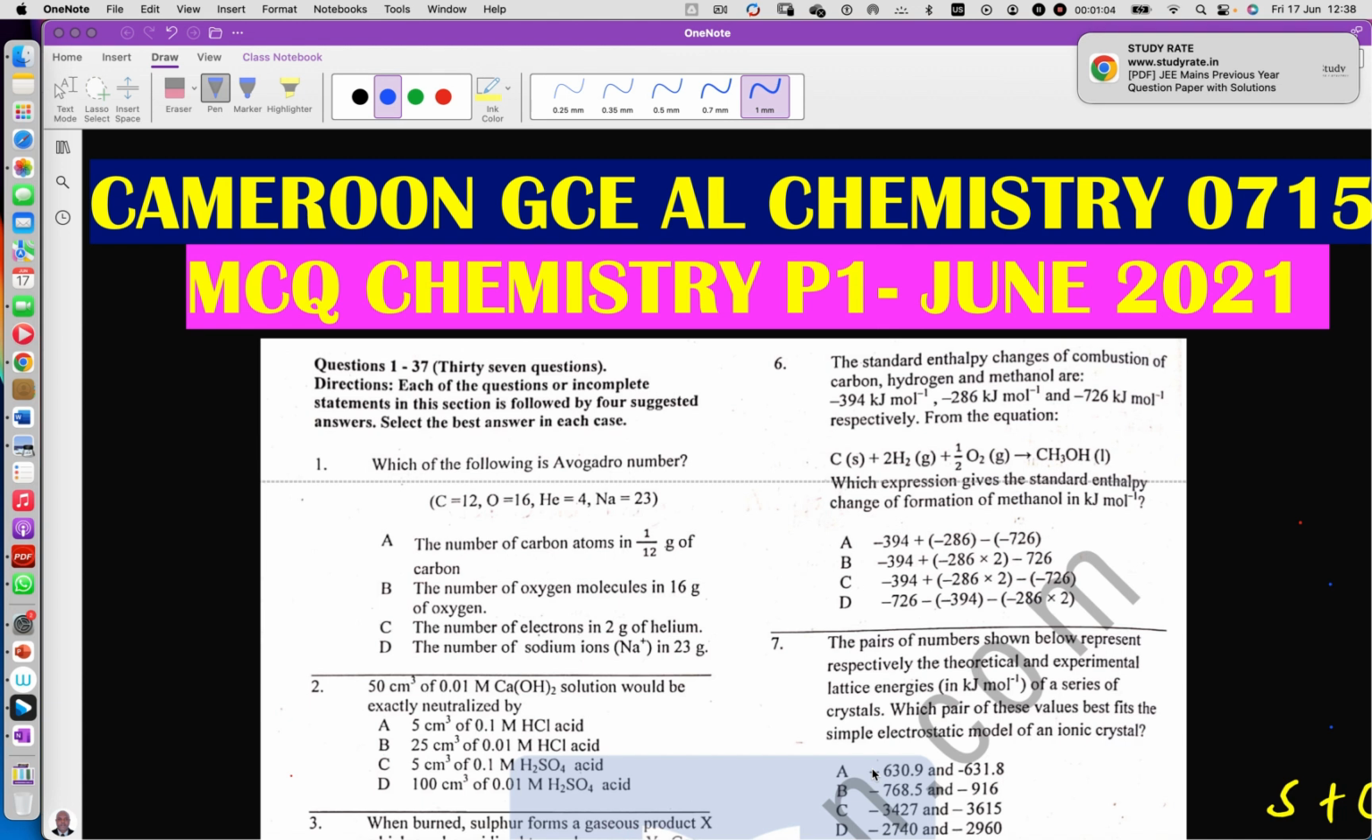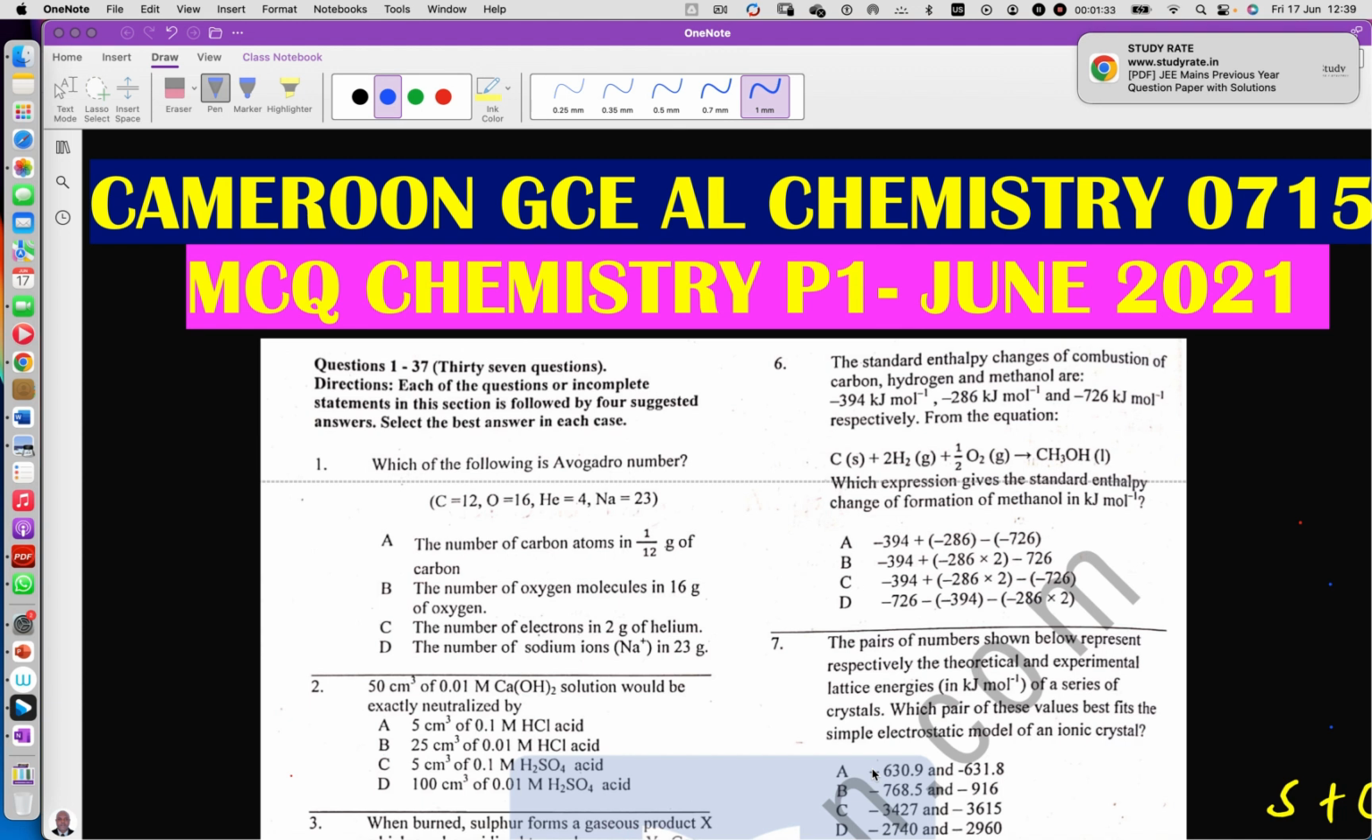Let's get started with question number 1. Which of the following is Avogadro's number? A, the number of carbon atoms in 112 gram of carbon.